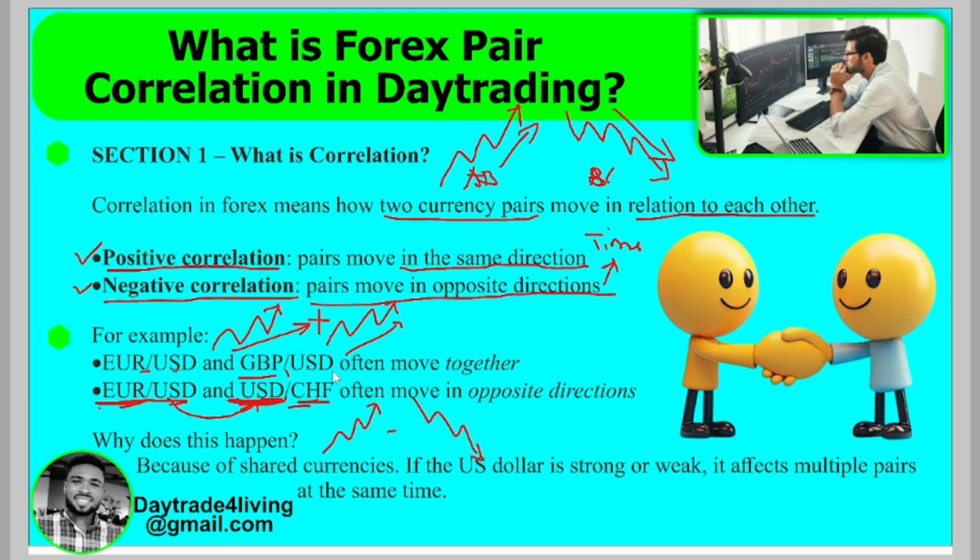Okay, so why does this happen? Because they share similar currencies. That's why most of the time it happens. But is it always going to be like this? No, but about 80% of the time, since they share the same currency, they move similarly in direction with each other. So now that you understand the concept of correlation itself, let's dive deeper and see how we can apply this concept.